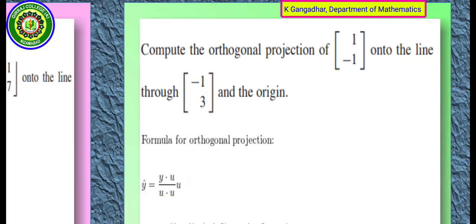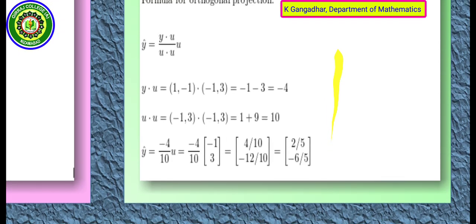Here the vectors are y equals (1, -1) and u equals (-1, 3). We want y dot u, first, which is -4. Next, u dot u, we get 10. So y cap equals y dot u by u dot u into u. This is the orthogonal projection of y on u. So we get (2/5, -6/5).